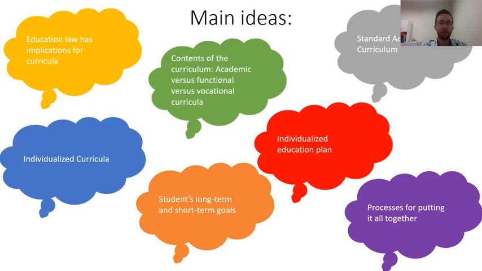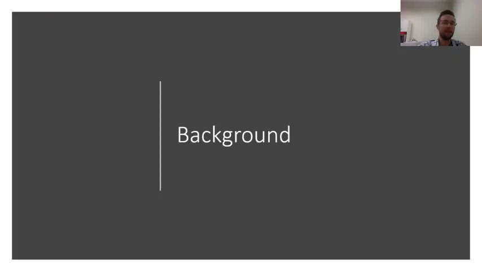And then at the end, we'll talk about a process for putting it all together. The way to think about this as a main idea is that you'll need a process for putting all of this together, and your textbook's chapter that we're reading this week will help you do that. Okay, so those are the main ideas of this unit.